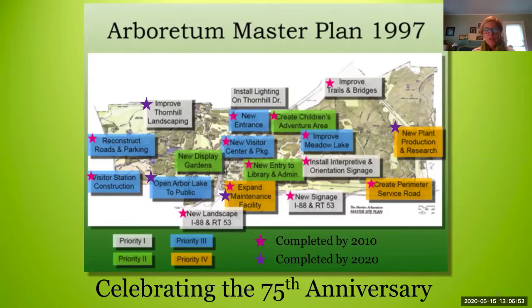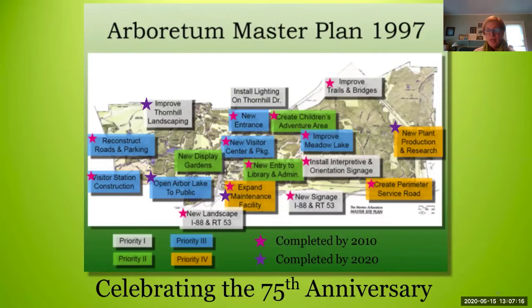And this is a large document that laid out 4 different phases of development for the Arboretum. So the priority 1 projects are in the white boxes, and priority 2 are in the green, and so on. Priority 3 in the blue, and priority 4 in the orange. So the pink stars let you know what projects had been completed by 2010.